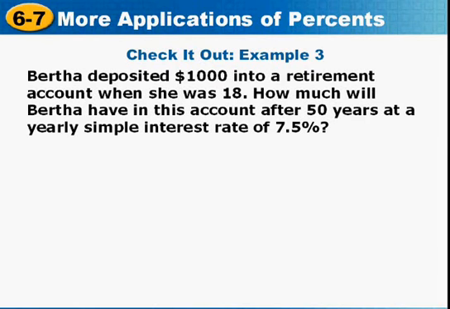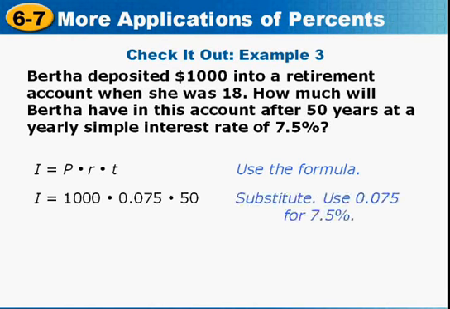Alright, so I see the word interest. I think I = PRT. Let's plug stuff in as we know it. We don't know the interest. We do know the principal, though. She deposited $1,000. Oh, we know the rate. It's 7.5%. Change it to a decimal. And we know how much she invested in years. Yes, we do. It's 50. So plug that in, multiply.